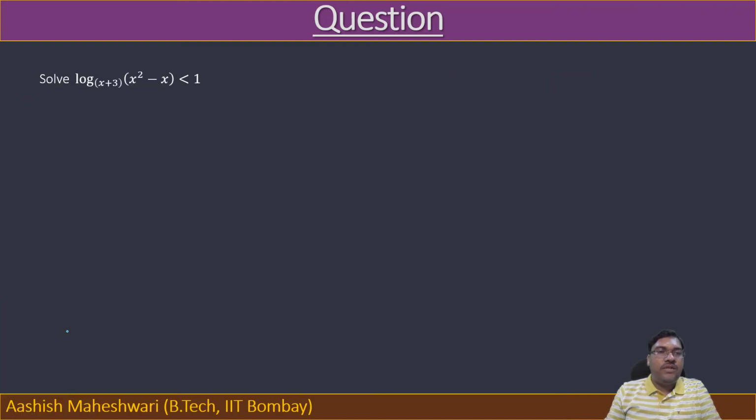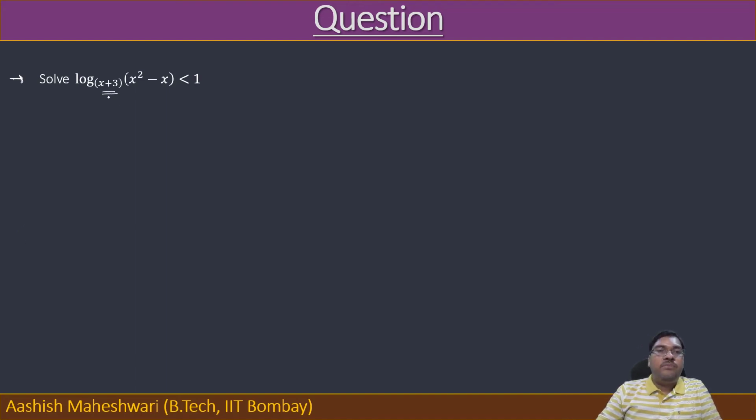Now this is one very interesting question here. You have to solve this inequality: log of x square minus x to the base x plus 3 less than 1. Okay, so now you can just pause this video and try this, because here you will find a very important concept to solve this inequality. Now here you can see this base is a variable. That means you cannot say this base is less than 1 or greater than 1.